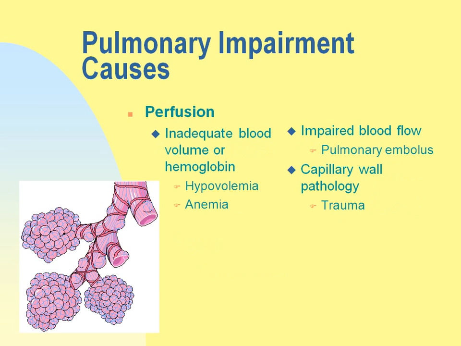So perfusion: inadequate blood volume or hemoglobin. In some cases you may not have completely functioning hemoglobin, which is more of a genetic disposition at that point. Or we have some kind of impaired blood flow. Like I said, if we have a pulmonary embolus, we stop blood flow going through the lungs, we don't get reoxygenated. That blood's just going to sit there, back up and cause other problems along the way. And capillary wall, like I said, lungs can contuse too.